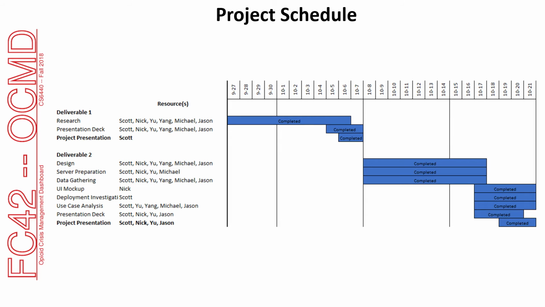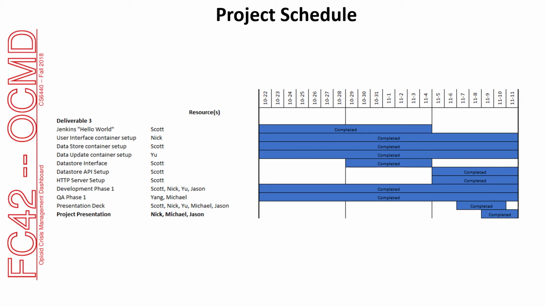Next, let's talk about the team members' roles and the timeline. Detailed contribution is marked on the Gantt chart. Scott, Nick, Yu are developers. Yang and Michael are the QA team. Jason is the project manager. We established communication with our mentors and finished the research in D1. We finished the basic design, server preparation, data gathering, UI mockup, development investigation, and use case analysis in D2.